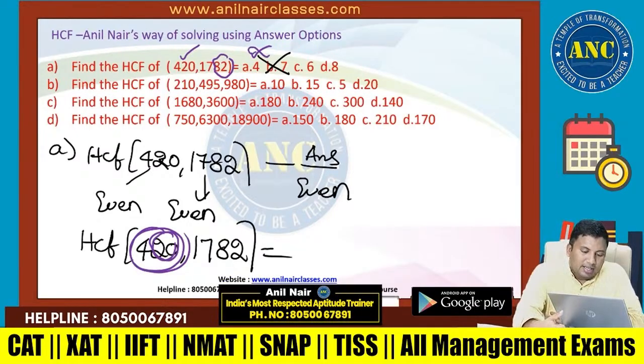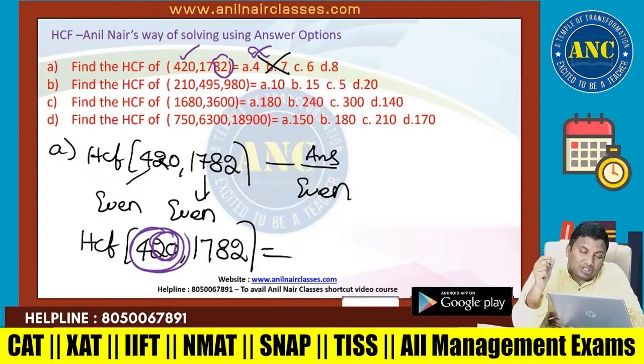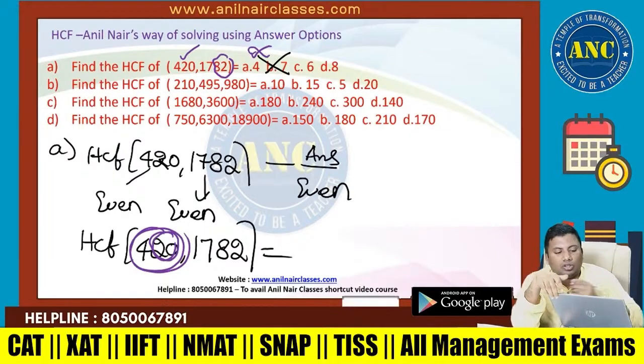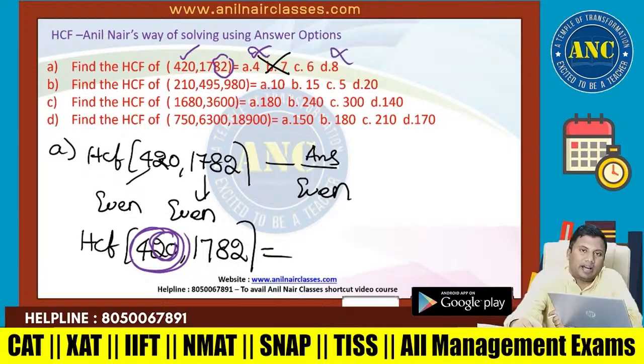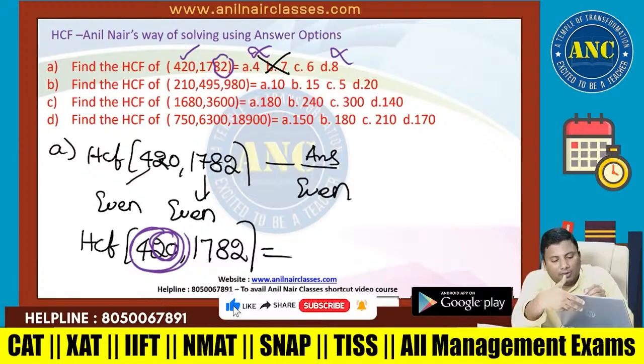420 and 4. 420's last two digits are 20. It is divisible by 4. If I assume the first answer is right, 4 is divisible by 4, 420 is divisible by 4, so the other number should also be divisible by 4. 82 is not divisible by 4, so the first option is incorrect. If the first option is incorrect, the last option also will be incorrect. If a number is not divisible by 4, how can it be divisible by 8?